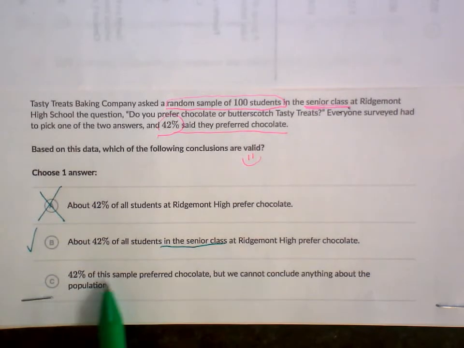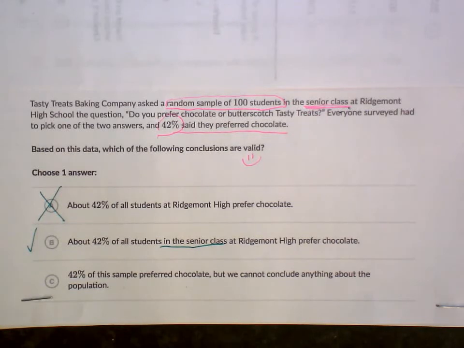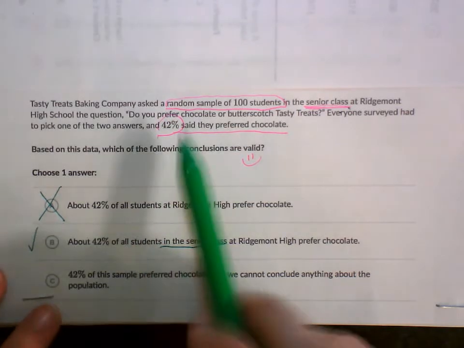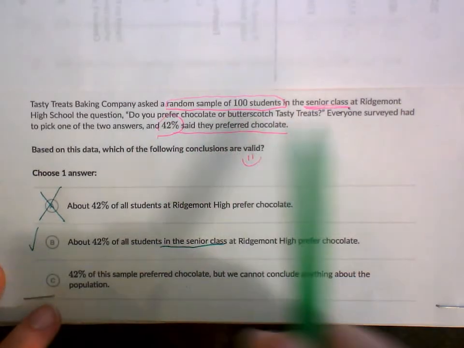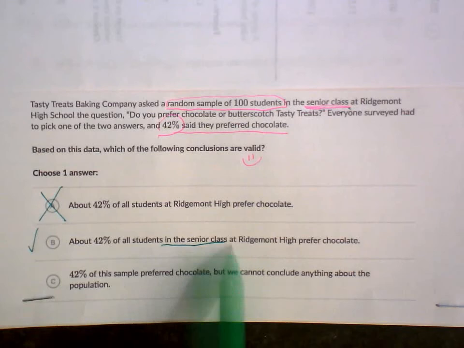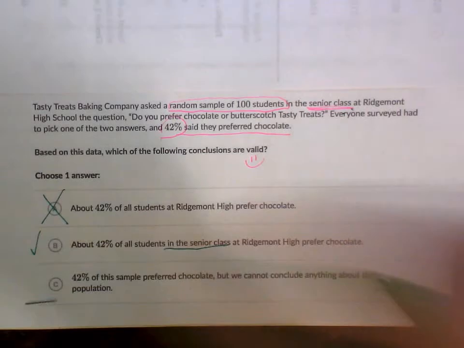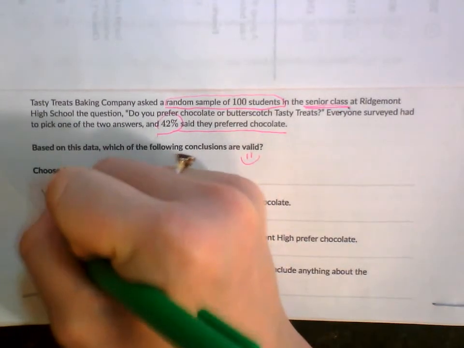Let's read C. 42% of this sample preferred chocolate, but we cannot conclude anything about the population. Well, what was the population? They did not specify exactly if they were trying to decide about the entire United States or what. But our population that we're going to say is all senior class. The whole senior class at Ridgemont High School, 42% of them prefer chocolate. So that is the most valid conclusion.